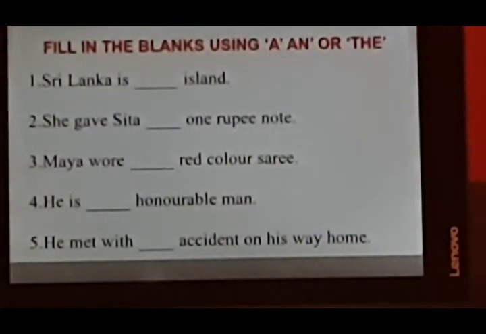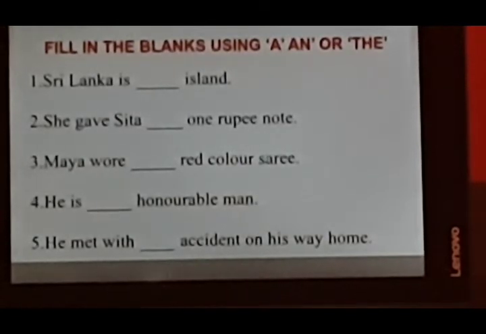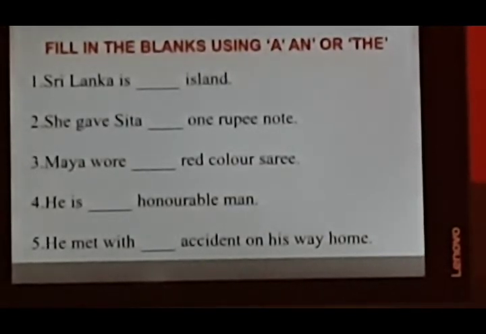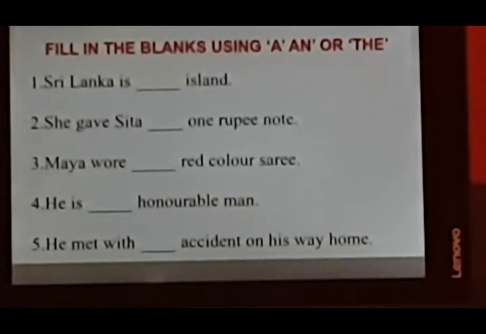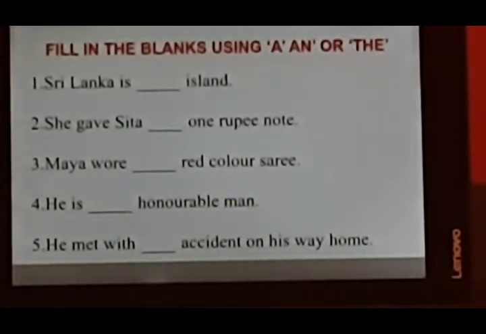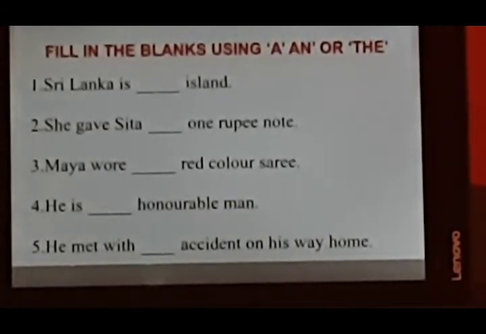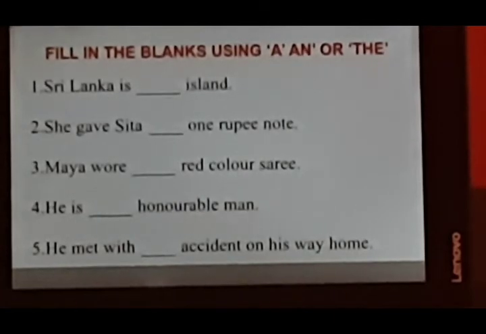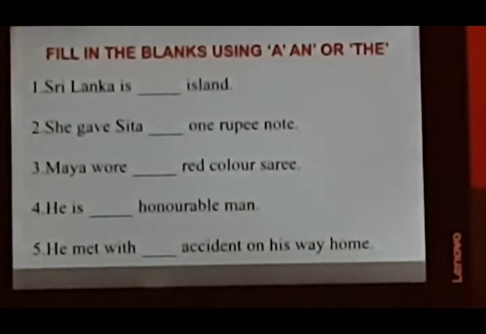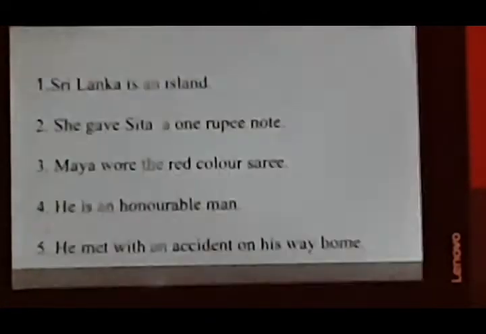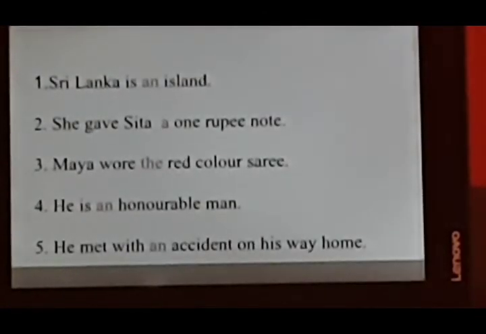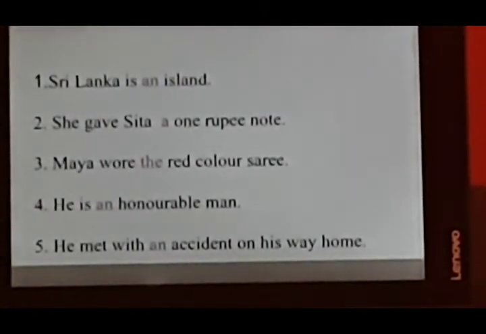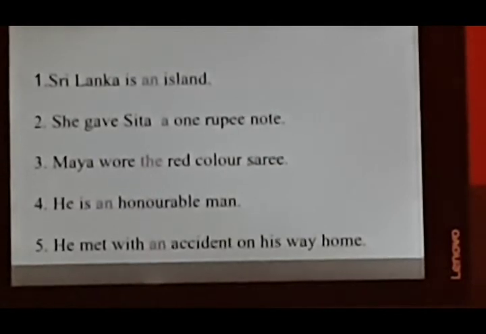Now we can do this exercise on the basis of the things we have just learned. Sri Lanka is an island. She gives Sita a 1 rupee note. Maya wore a red color sari. He is an honorable man. He met with an accident on his way home. So these are the answers which I have already told you.